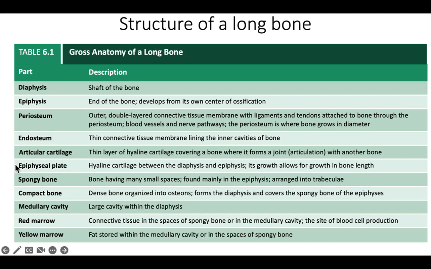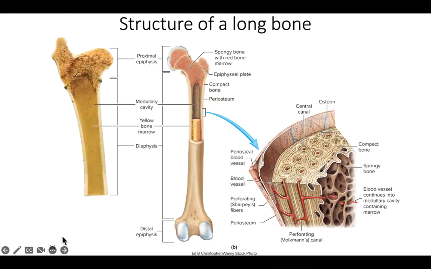The epiphyseal plates, I forgot to mention, so we're going to go back in a minute. That's the growth plates. The epiphyseal plate is a little layer of hyaline cartilage in between the diaphysis and the epiphysis, where the bone will grow in length. All right, so we often refer to it as a growth plate. Spongy bone versus compact bone. We've got the medullary cavity, red bone marrow, and then yellow bone marrow. So let's go back and point out the epiphyseal plates.